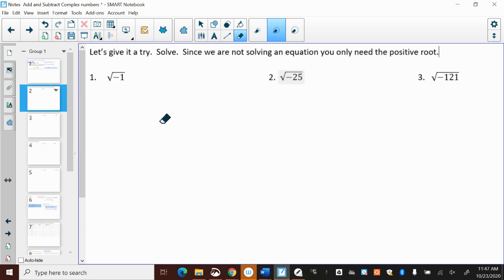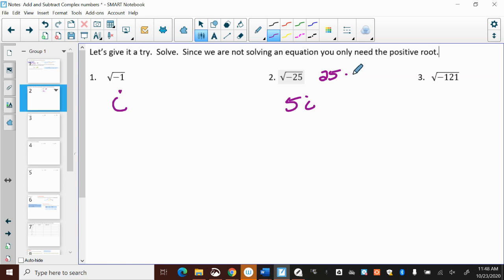So let's give some of these a try. If I look at the square root of -1, I know that the square root of -1 is i, so we're just going to put down i. Notice this part of the directions here. Since we are not solving an equation, we're not looking to solve for x, we only need the positive root here. Square root of -25, well, 25 is a perfect square. So that's going to be 5i, because this number here is really 25 times -1. And you take the square root of both sides. Square root of 25 is 5. Square root of -1 is i.